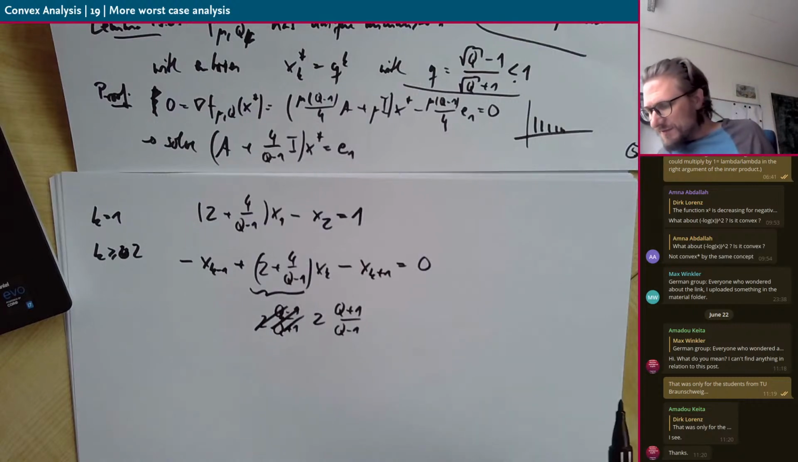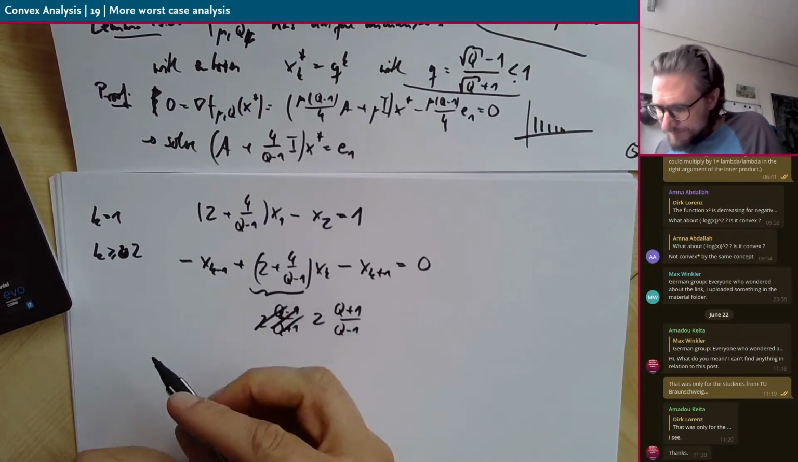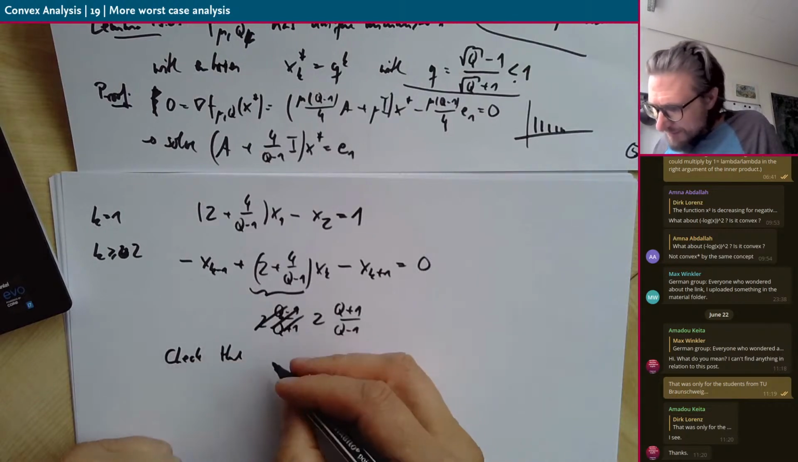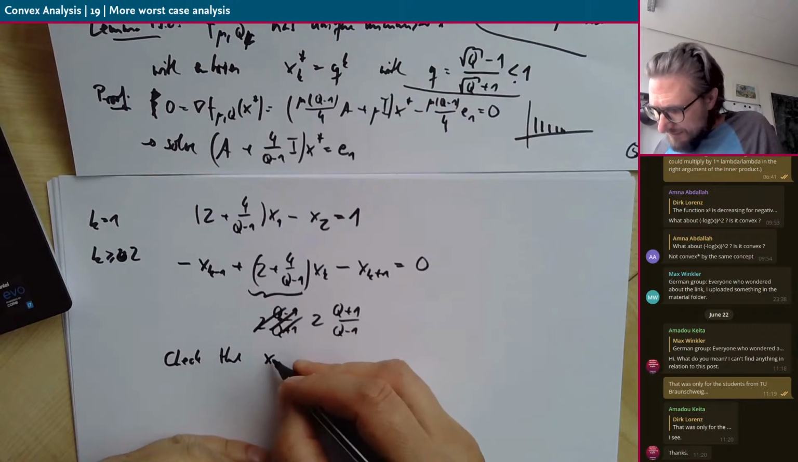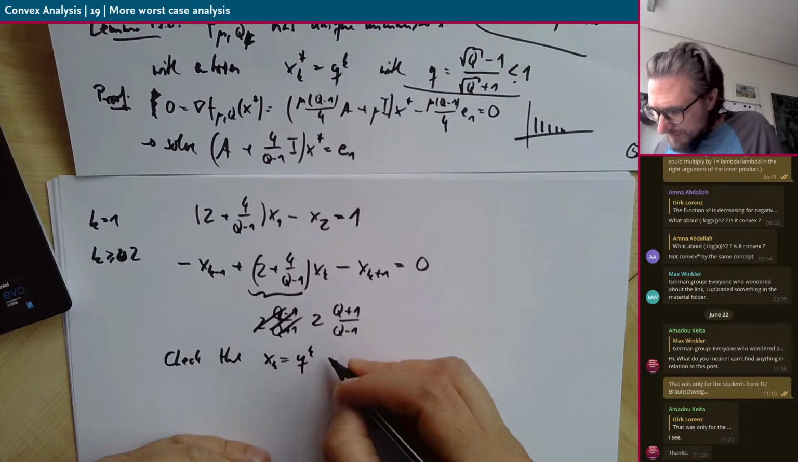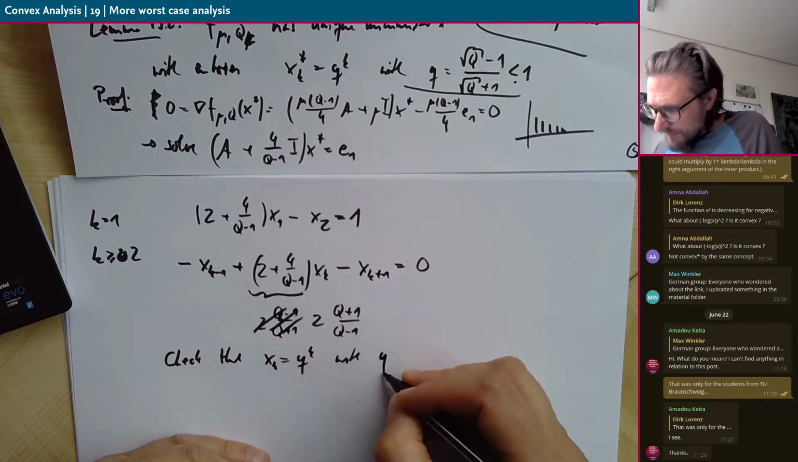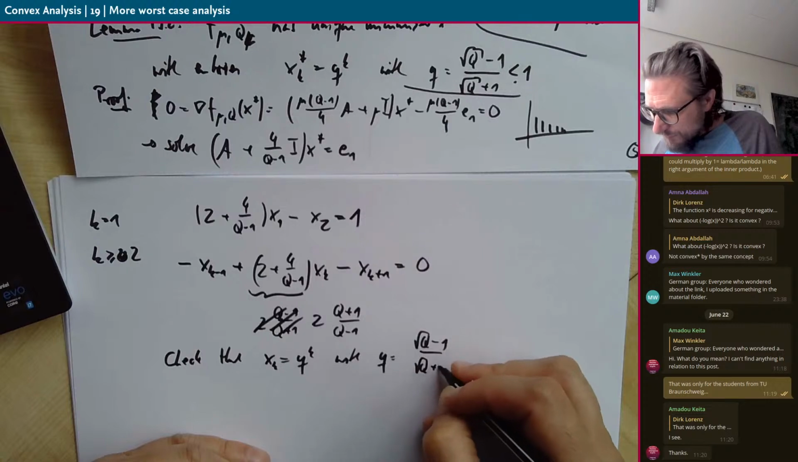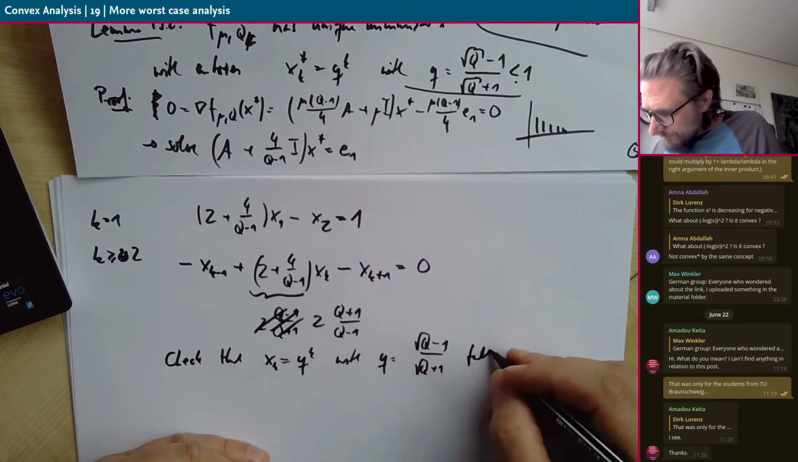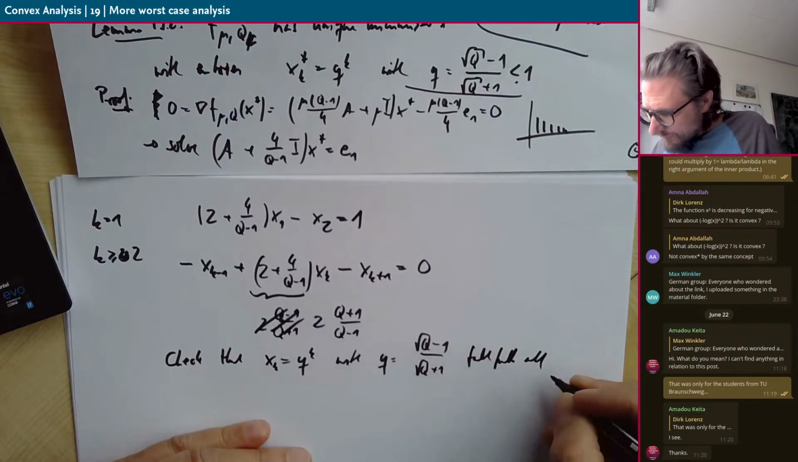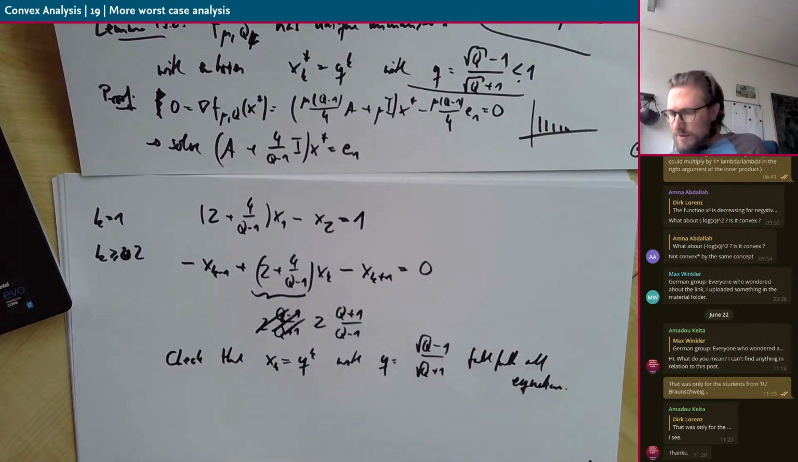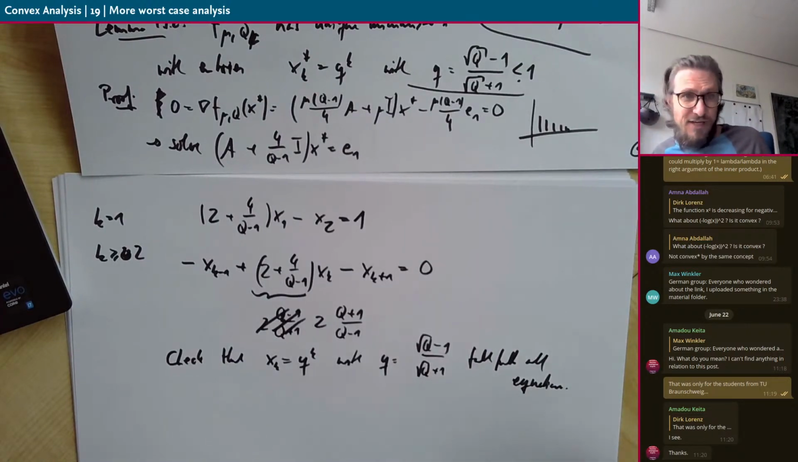Yeah, now you just need to check that x_k equals q to the k, with q being the square root of q minus 1 over the square root of q plus 1, fulfills all equations. It's just checking, it's just plugging in.